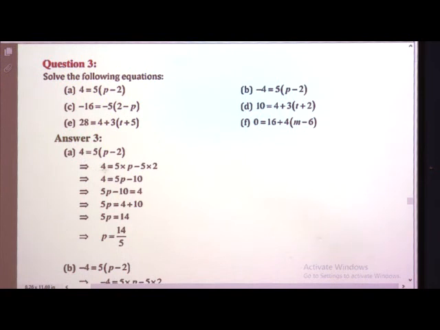Here we will write 4 is equal to, what is the sign here? It is multiplication. When it is outside the bracket, we have to use the distributive property, that is 5 multiplied by p, minus, because we have minus, 5 multiplied by 2. Now 4 as it is, 4 equal to 5p minus 10, because 5 2s are 10. We can't separate directly. So we will write 5p minus 10 is equal to 4.